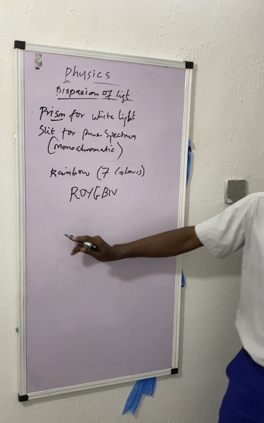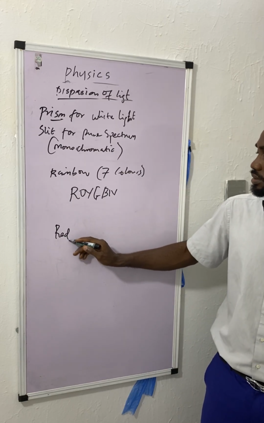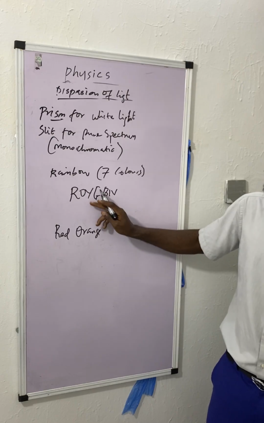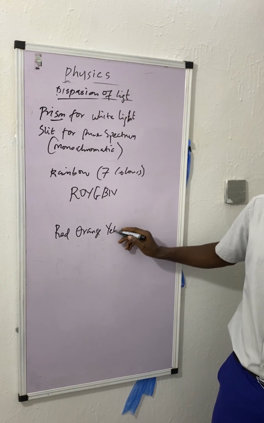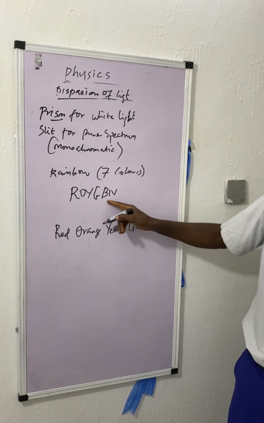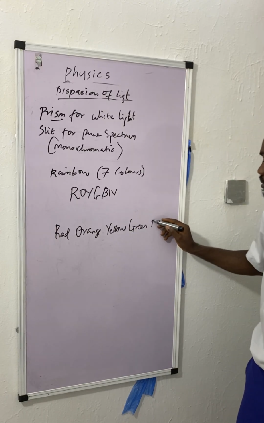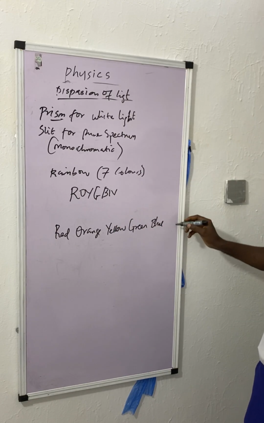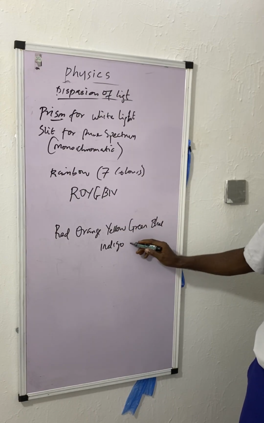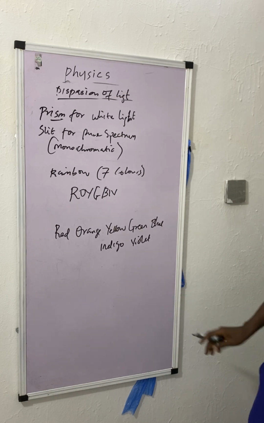Okay, R stands for red, O stands for orange, Y stands for yellow, G stands for green, B stands for blue, I stands for indigo, V stands for violet. So these are the components of white light, all right? The colors of white light.